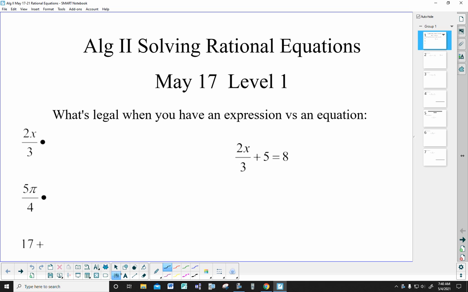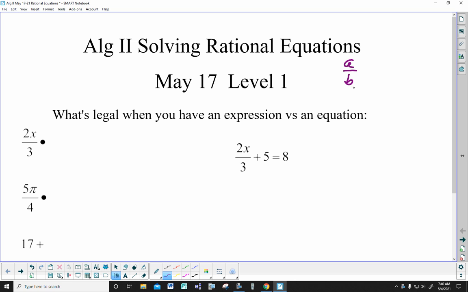And what you guys are going to be doing is working with rational equations. Rational means you can write it as a fraction. Okay, so it's equations that are written in fraction form. Like this would be a version of a rational equation.